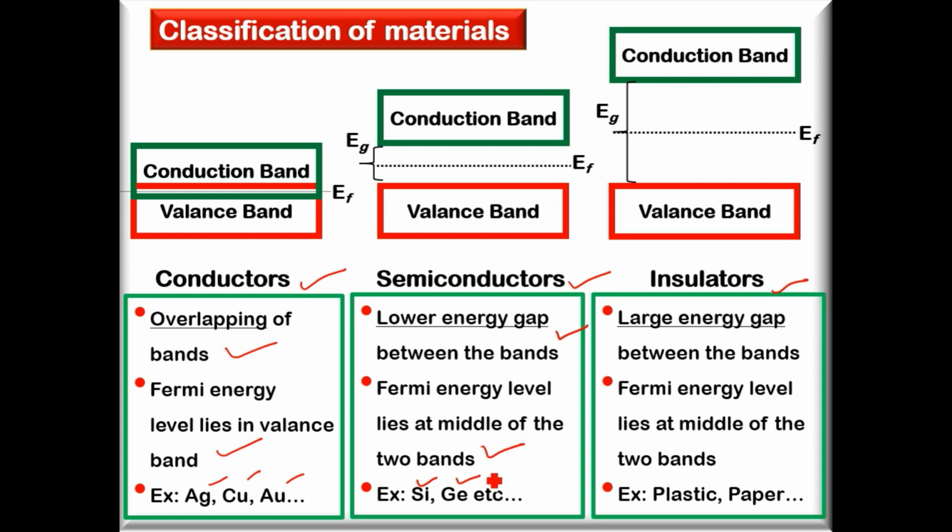And coming to insulators, the conduction band and valency band are separated by a large band gap, because of which you have less conduction. Even in this case you have a Fermi energy level in between the conduction and valency band. You will find a lot of examples of insulators, and a few I have given here: plastic and paper.